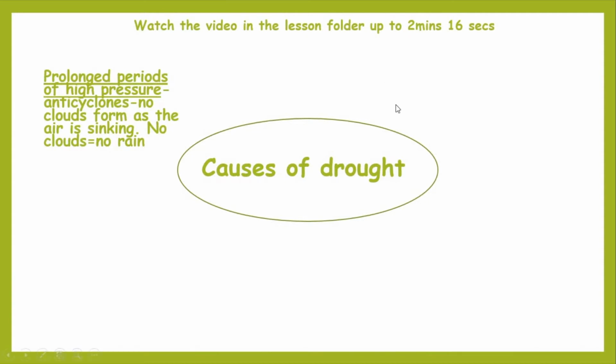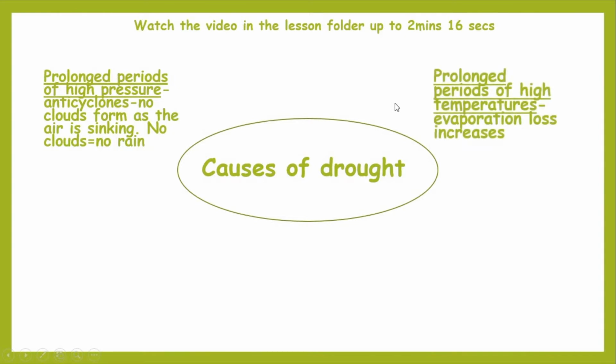you're not going to get any precipitation. In addition to that, you're going to get high temperatures that go along with that, especially in the Sahel region. You're very close to the equator, the sun's rays are very concentrated, and that means that any moisture that is in the area, rivers, lakes, streams, pools, you're going to get a lot of evaporation loss. You're going to lose water from that region.